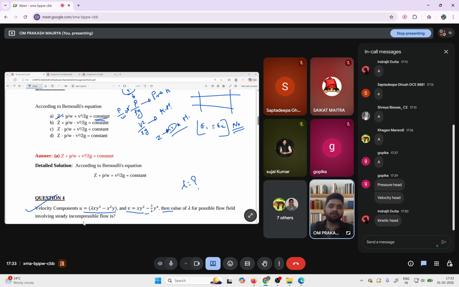So I'll just give you a hint. I hope you know about the continuity equation. If the flow is possible, then the velocity components should follow your continuity equation. Means del u by del x plus del v by del y is equal to 0. Once you differentiate and put in the values, you will easily find out the lambda value.